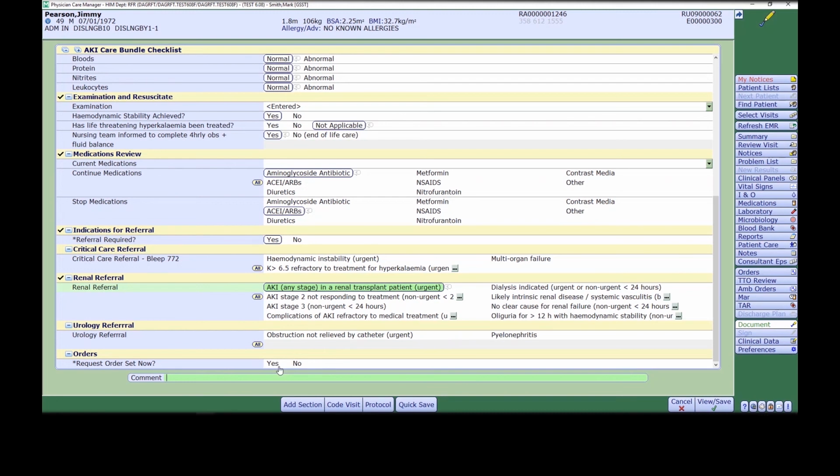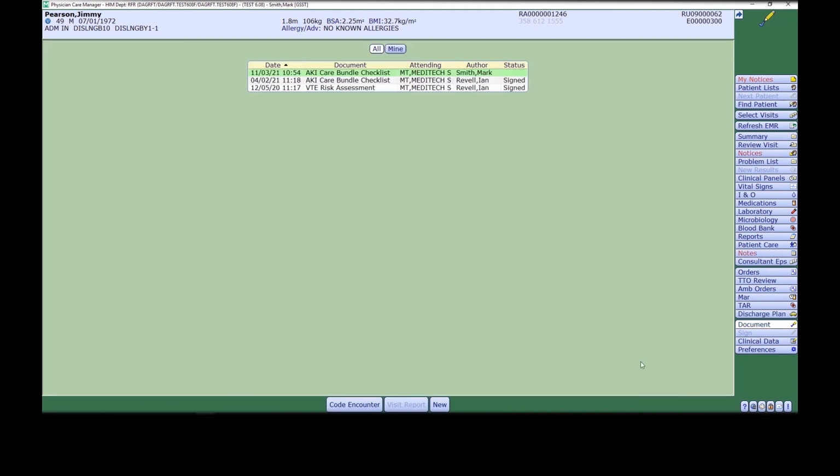The next step is to request an order set. That will request all of the relevant investigations, including the U&E for the following day. And then you can save the document. The importance of this document is, as well as documenting your treatment of the AKI, it will flow through to the discharge summary, which will inform the GP at discharge what medications you've stopped and allow you to give the GP advice on monitoring and when to restart medications.